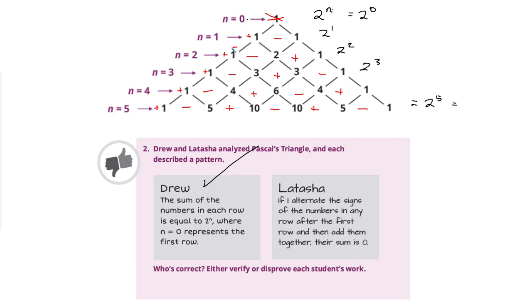So what's the sum of the n equals 2 row? 1 minus 2 plus 1.